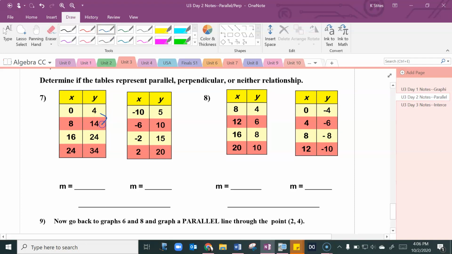All right, so I'm going to start by doing my jumps. 4 to 14 is 10. 0 to 8 is 8. So my first slope is a 10/8, which I'll math frac to 5/4. Next one, up 5. -10 to -6 is up 4. This slope is 5/4. Just like we saw before, these are the same numbers, same slopes. So since they have the same slope, this means the lines are parallel.